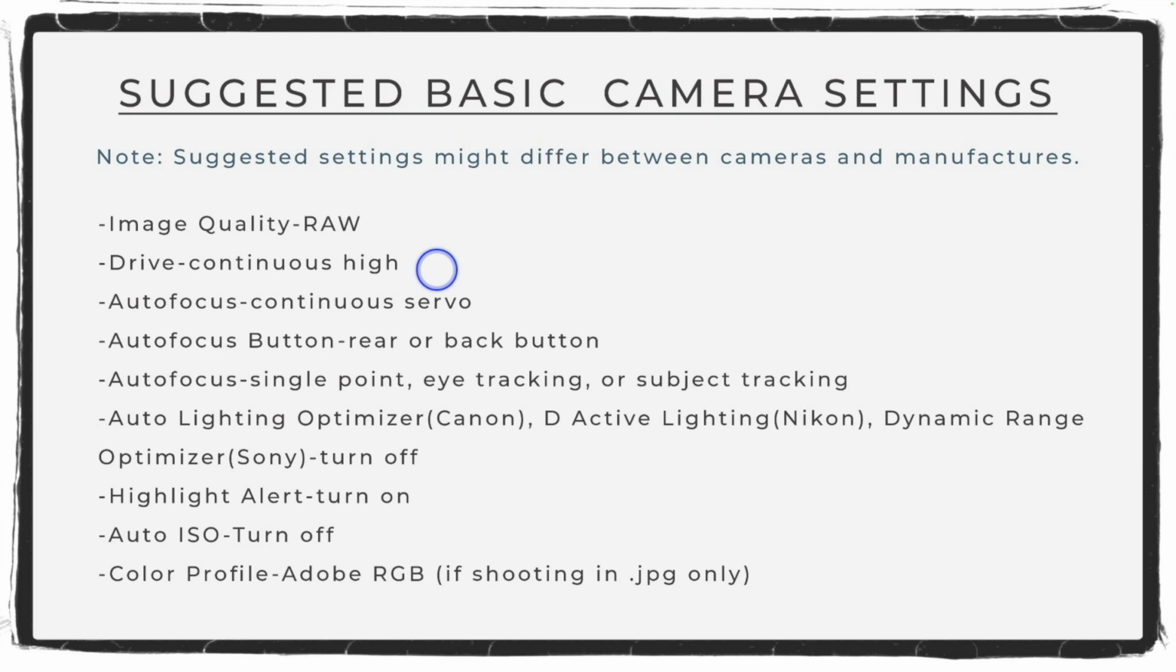And if you're shooting JPEG, switch to the color profile of Adobe. Default is going to be sRGB, but Adobe is a larger color gamut. So I would get more colors while you can. You can easily, in any program, convert it back over to sRGB.